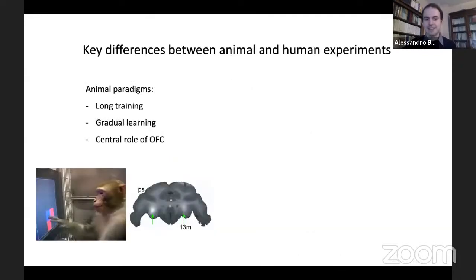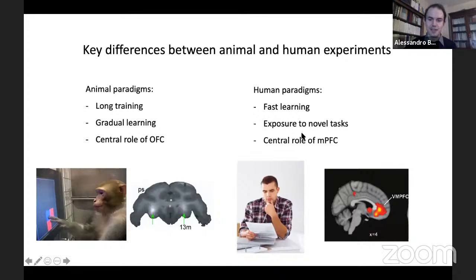Now, you could guess that a monkey study is not quite the same as a human one, because the animal received a long training, and therefore its learning is gradual. So it will slowly acquire the different elements of the task and the associations. So maybe this is what OFC is about. Whereas a human is generally taught the instructions for the task just minutes before entering the scanner. And so the learning is much faster, and the task is performed for the first time at the time of the experiment. So maybe this is what the VMPFC is about.